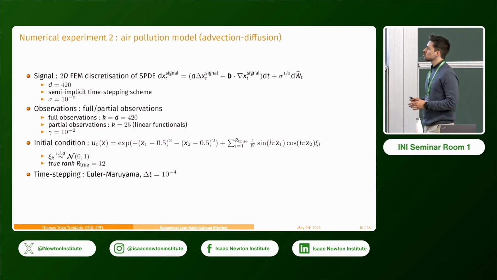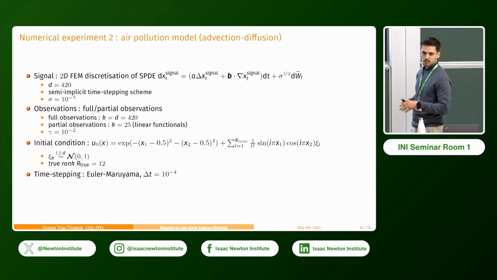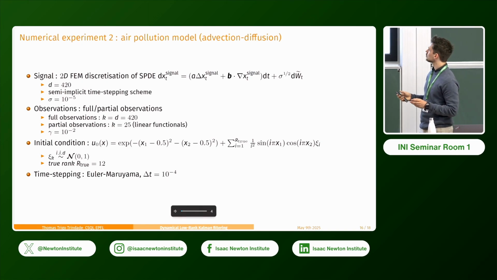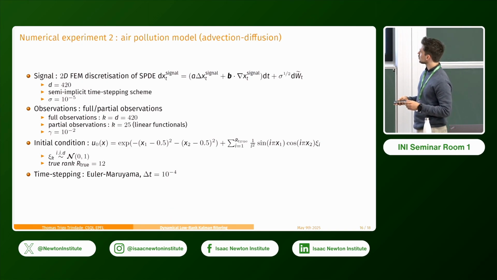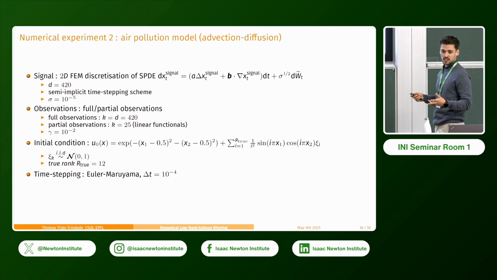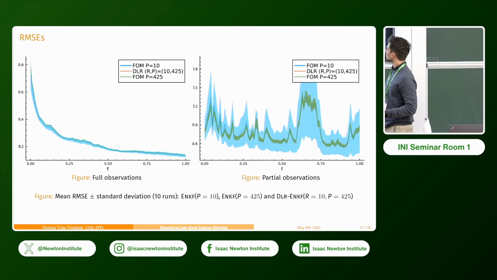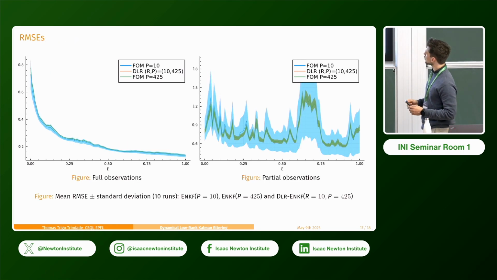And we're looking at two different observation models. One is full observations and the other is partial, because we wanted to look at what happens when you're looking at partial observations, which is the typical setting that you have in most applications. Then there are some extra details we can maybe discuss later. And here are the results that are important to show.